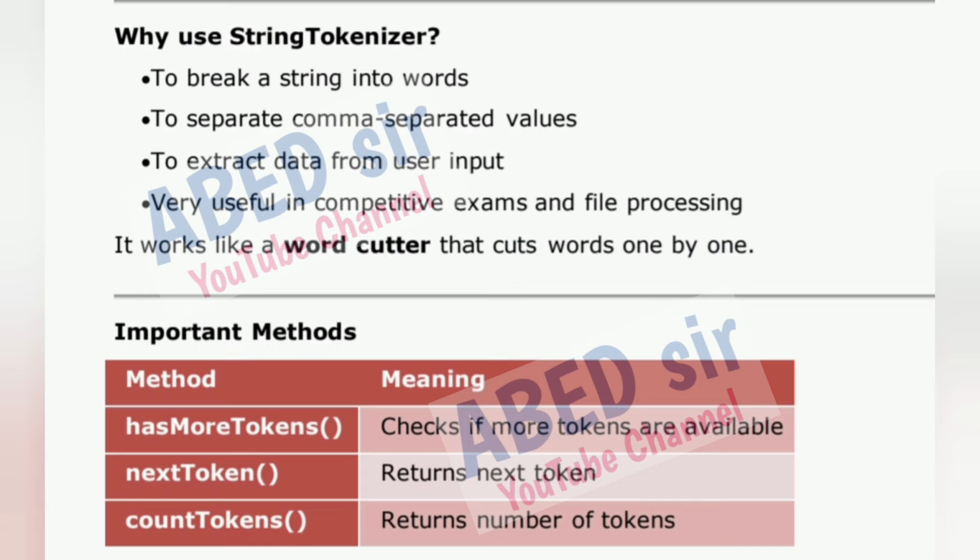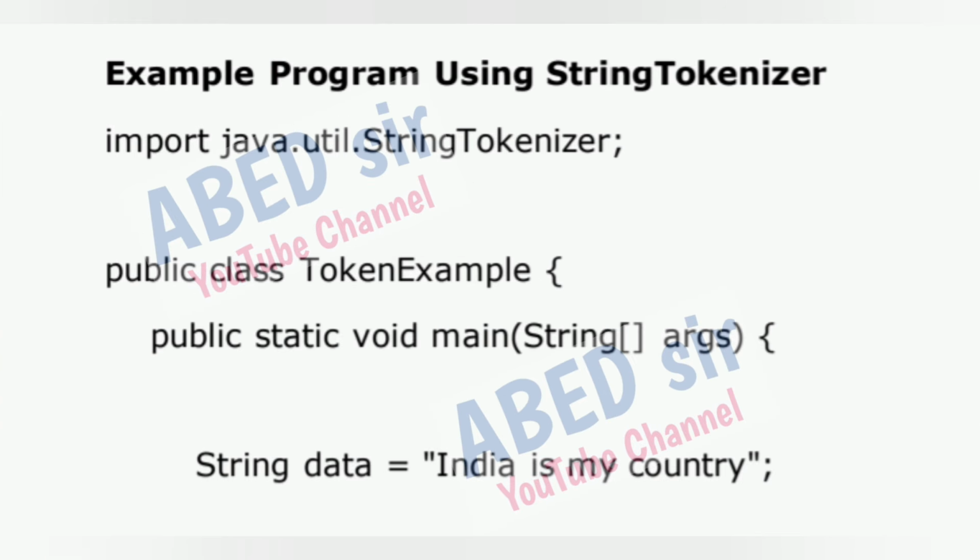Important methods. Method meaning. hasMoreTokens checks if more tokens are available. nextToken returns the next token. countTokens returns the number of tokens. Example program using StringTokenizer.